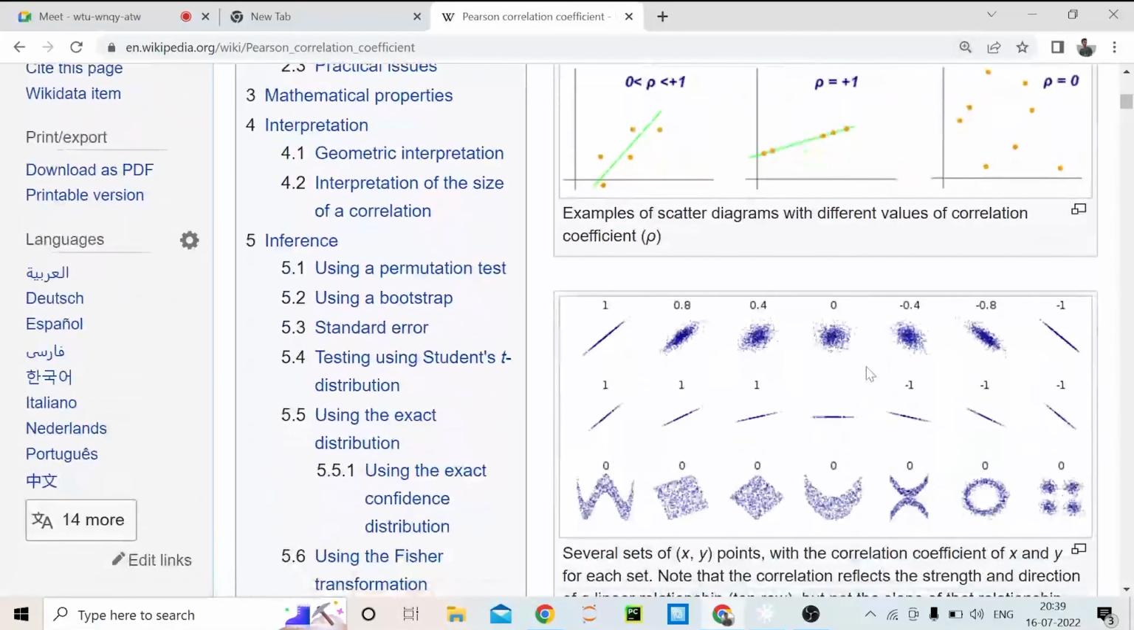I can show you. In Pearson correlation, x is increasing and y is increasing, but not all the points are on the line. That's why Pearson correlation is 0.8. In this case, Pearson correlation is 0.4. In this case, there is no relation. In this case, the negative relation. In this case, more negative relation. You can see in this case, there is no relation of x and y. That is nothing but Pearson correlation.